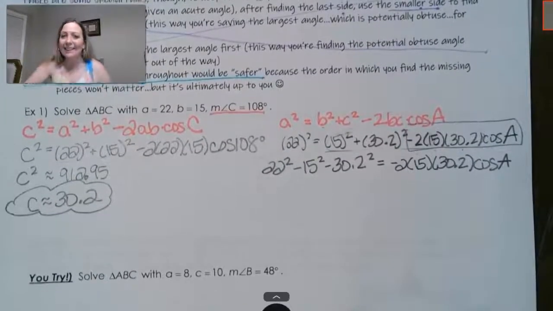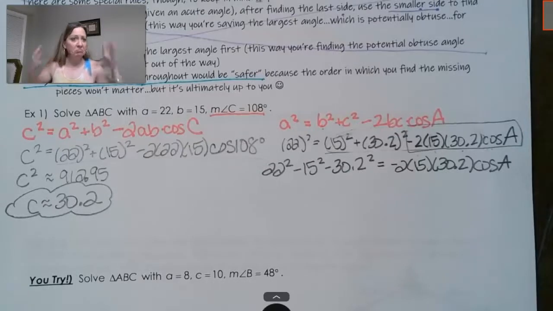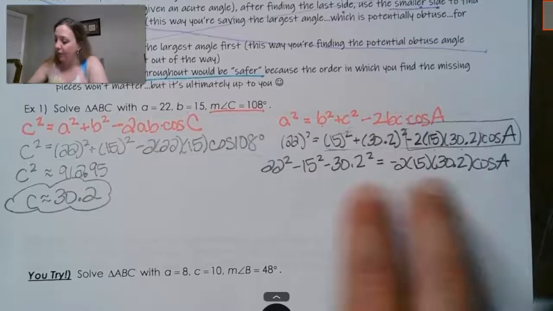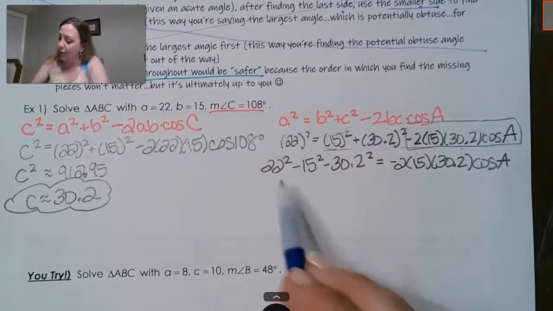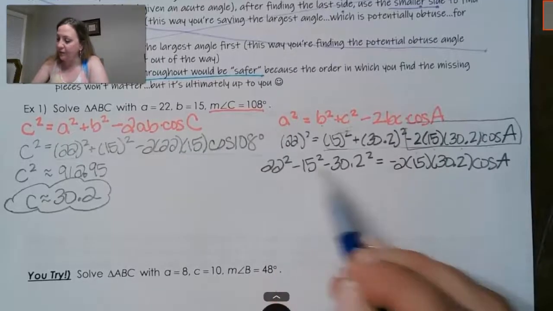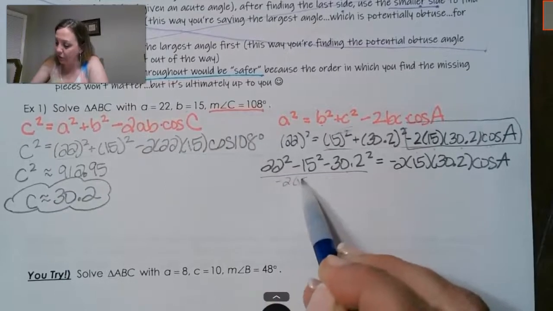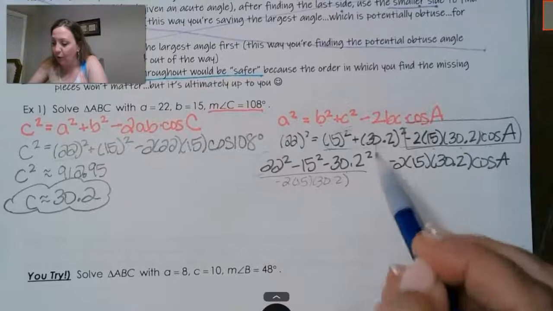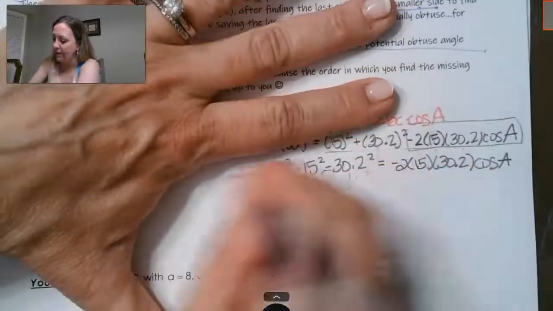And so at this point, I'm okay with you putting stuff into the calculator. If you're feeling pretty confident, you could write all of this over that. Like you could write it as 22 squared minus 15 squared minus 30.2 squared, and then all over -2 times 15 times 30.2. Just make sure that you put all of that in your calculator first. That's kind of what I'm anxious about here.